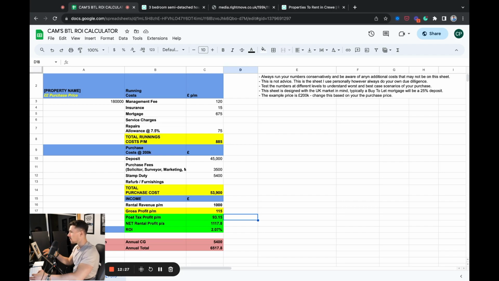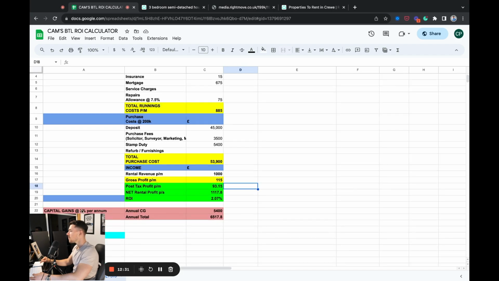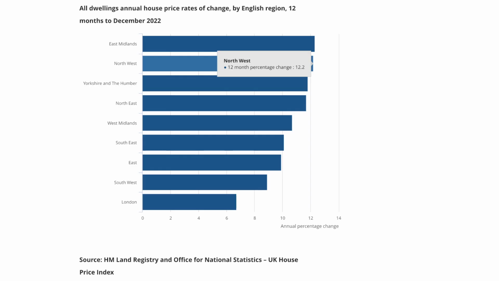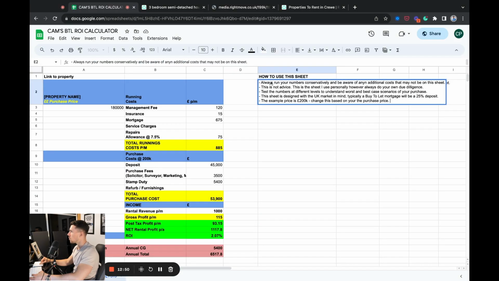However, there is one other thing that we need to be looking at here, which is capital gains. So I've put the capital gains in here at 3% per annum, which is conservative, especially for the Northwest, where actually we've seen rates of capital gain quite a bit higher than that the last few years. But I think it's really important, and I've put this here as the first tip on this sheet, to always run your numbers conservatively.